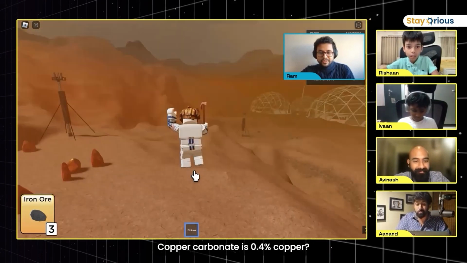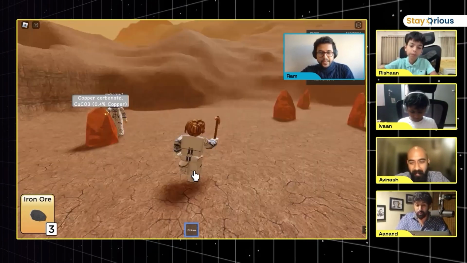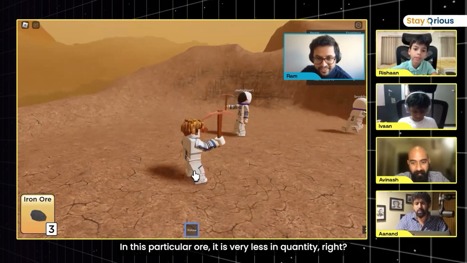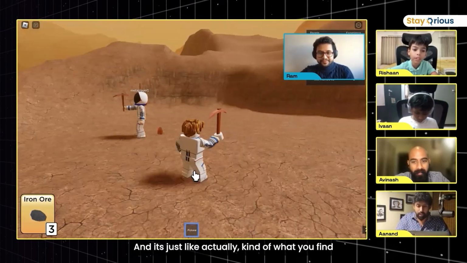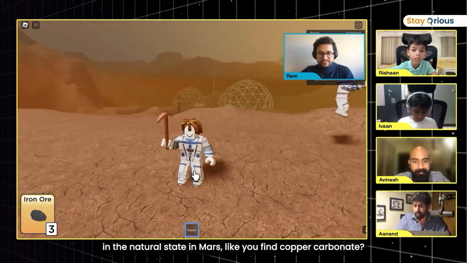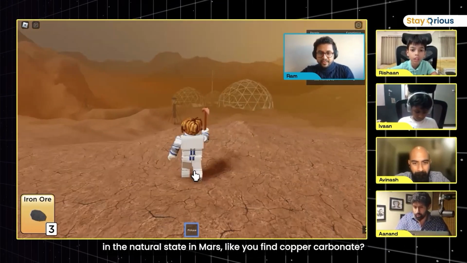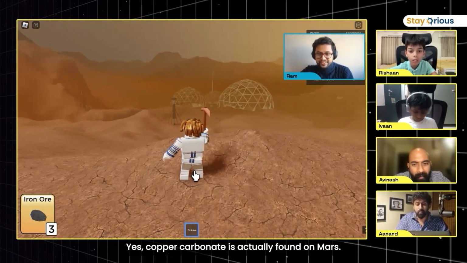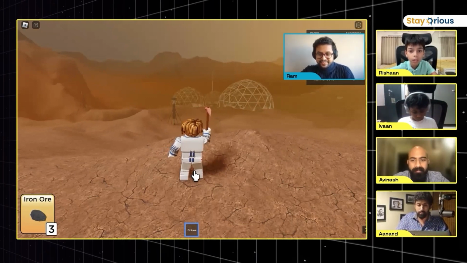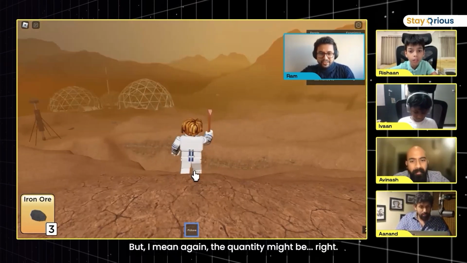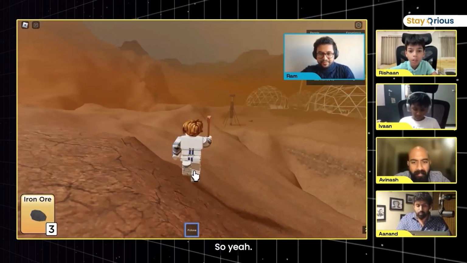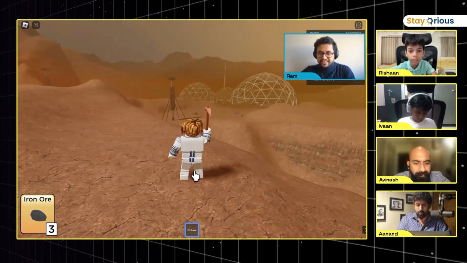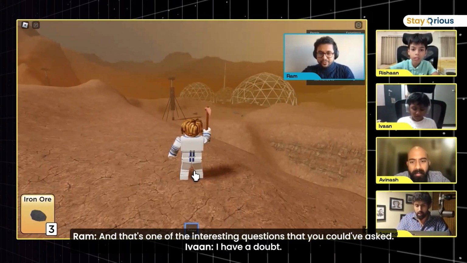Copper carbonate is 0.4% copper. Yes, in this particular ore, it is very less in quantity. And it's actually kind of what you find in the natural state on Mars, like you find copper carbonate. Yes, copper carbonate is actually found on Mars. But again, the quantity might vary, so the amount of it might not be exactly this. And that's one of the interesting questions that you could have asked.